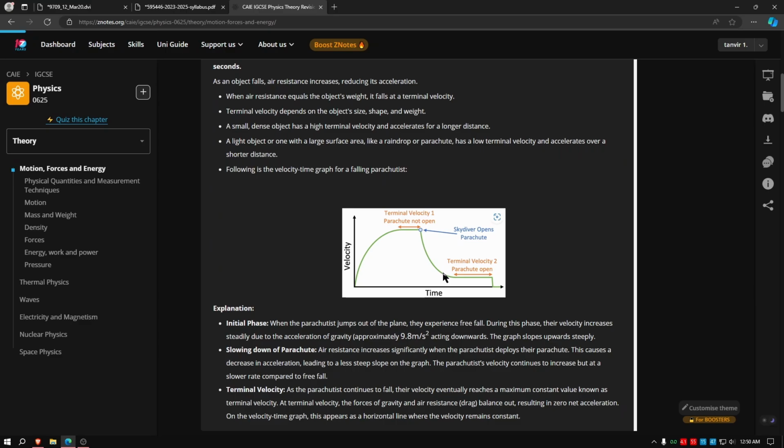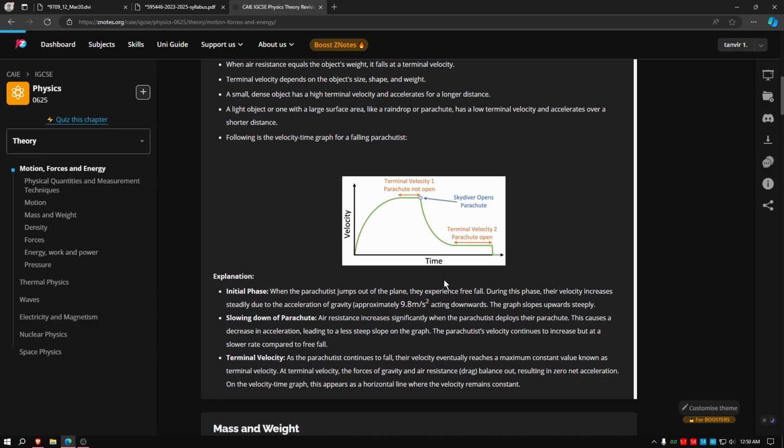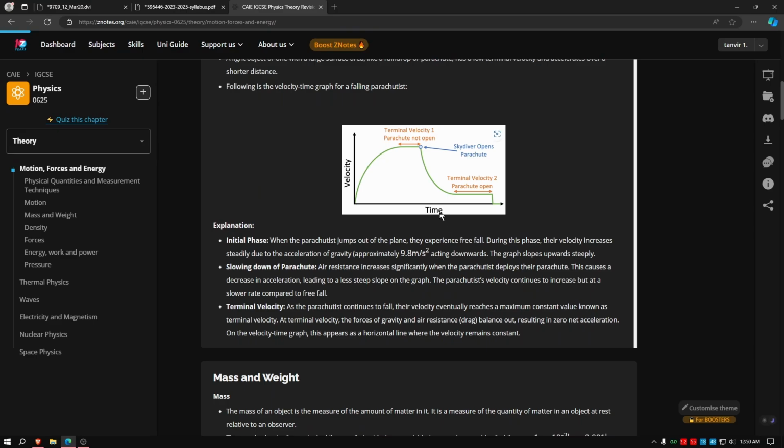And after some time, they cancel each other out again, the effect of gravity and the effect of air resistance. As your velocity decreases, the air resistance also decreases. And so after opening the parachute, this is all that happens.